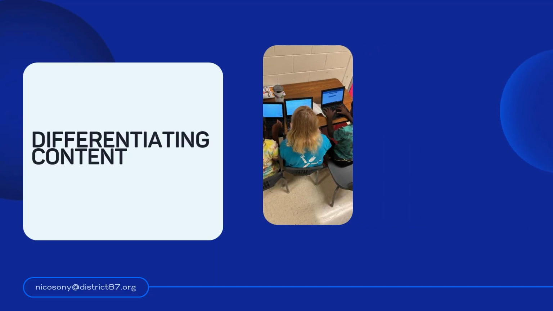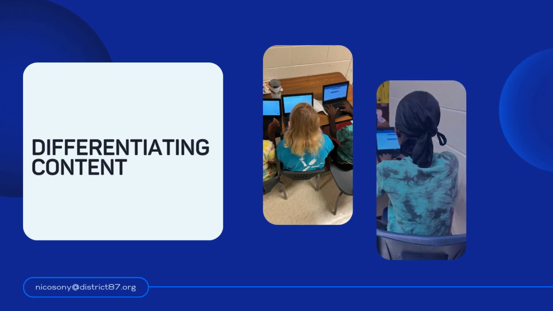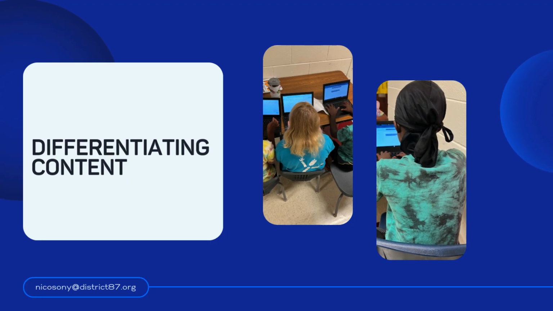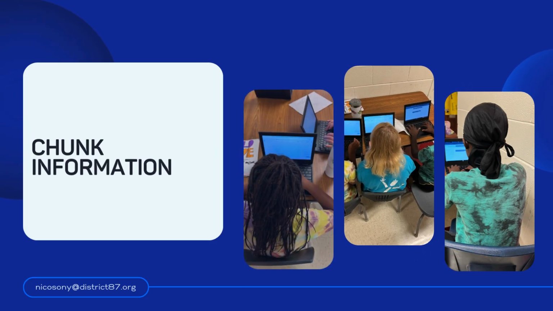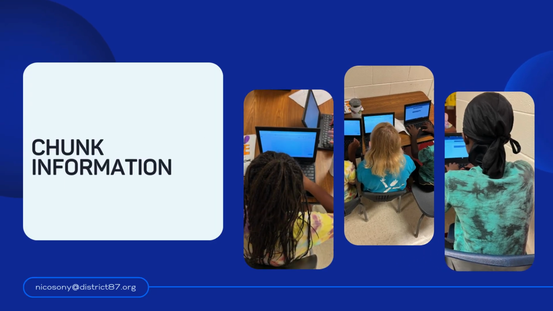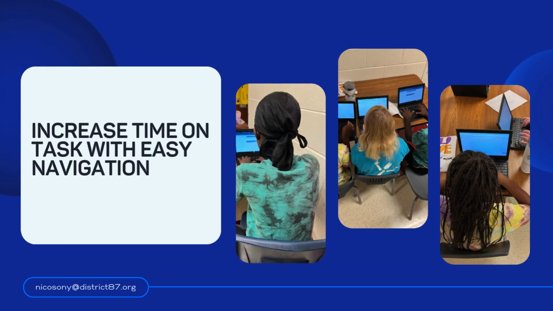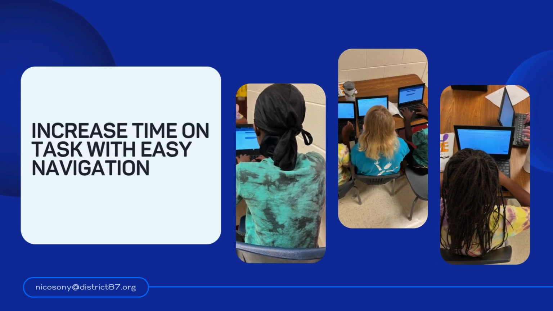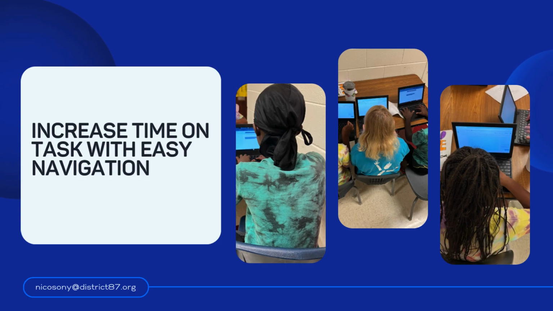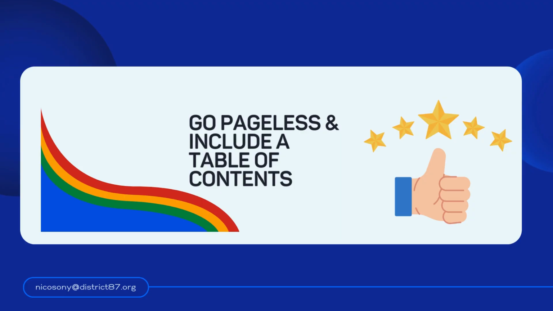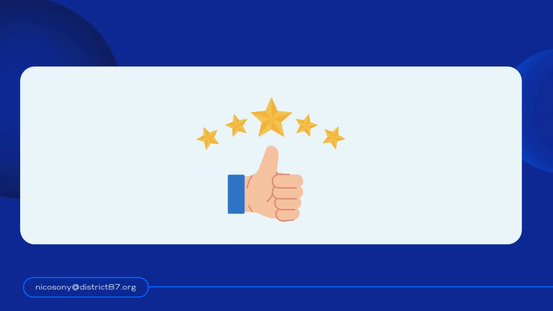You think about differentiating content for students, and doing these two things allows you to differentiate really well. One of the things you can do is chunk information by going pageless. You can include a table of contents so that students know exactly where to go. I've used this strategy when I have group work, so that's the example we'll walk through. So going pageless and including a table of contents helps you avoid some common issues, but there are lots of added benefits. Let's go ahead and dig right in.